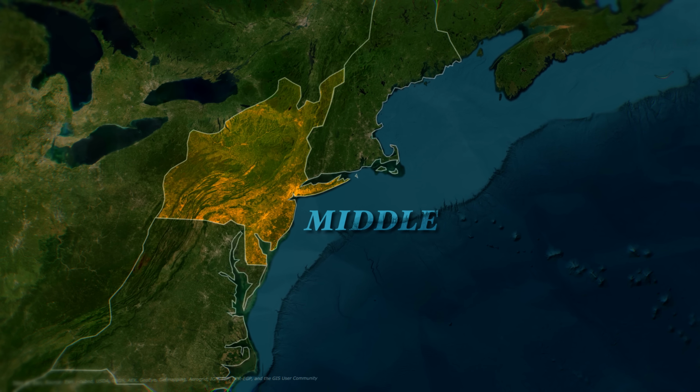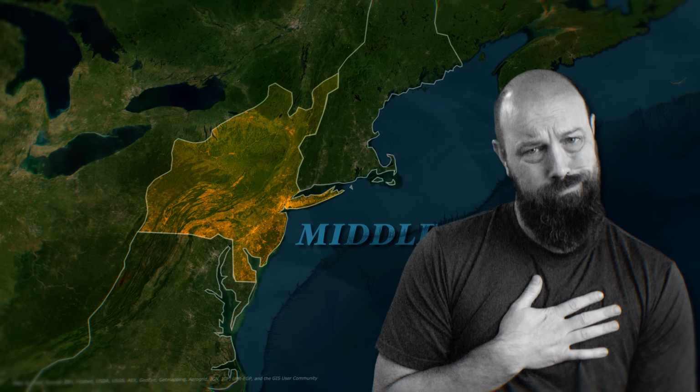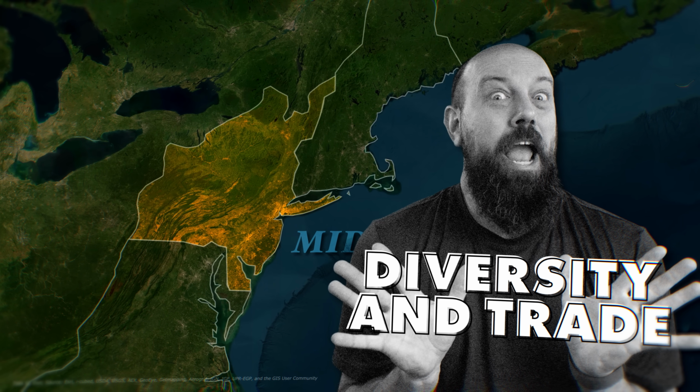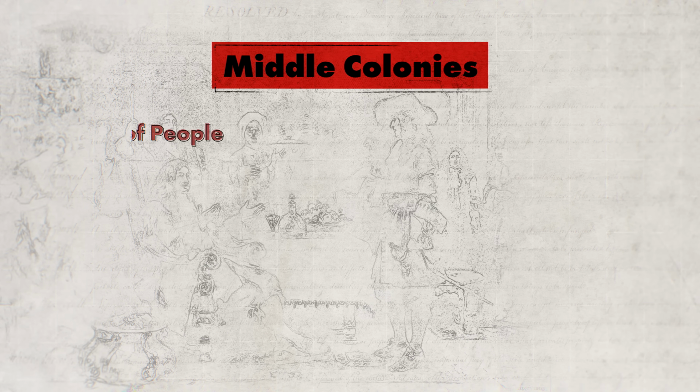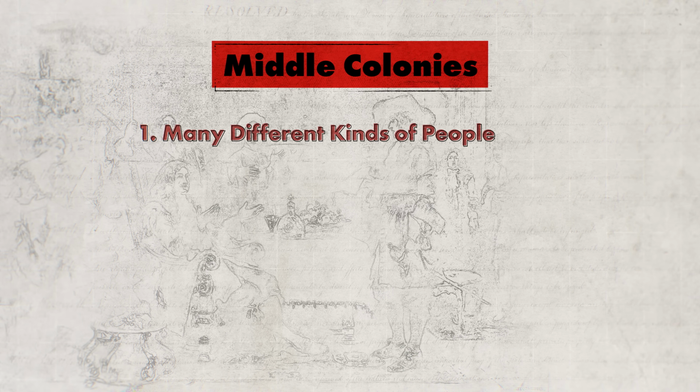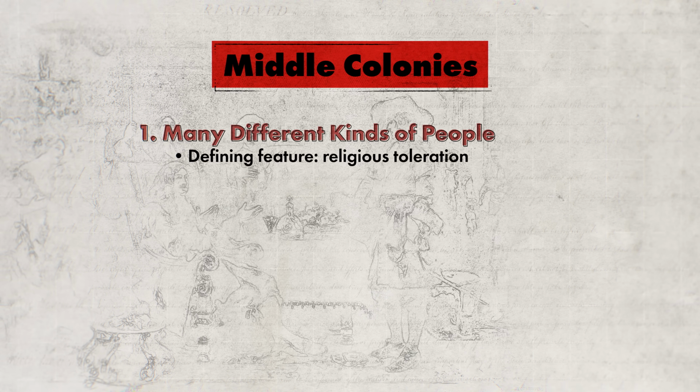And if you wanted to neatly summarize the chief characteristics of this region, and I know that you do, then I'd use the words diversity and trade. So in terms of diversity, this region was home to lots of different kinds of people, and religious toleration became a defining feature of these colonies.